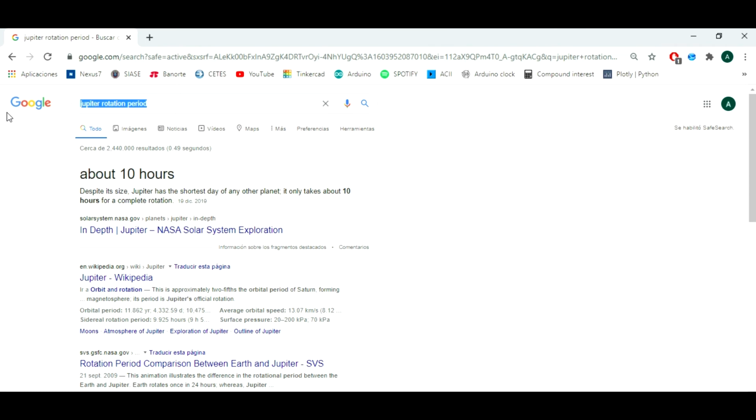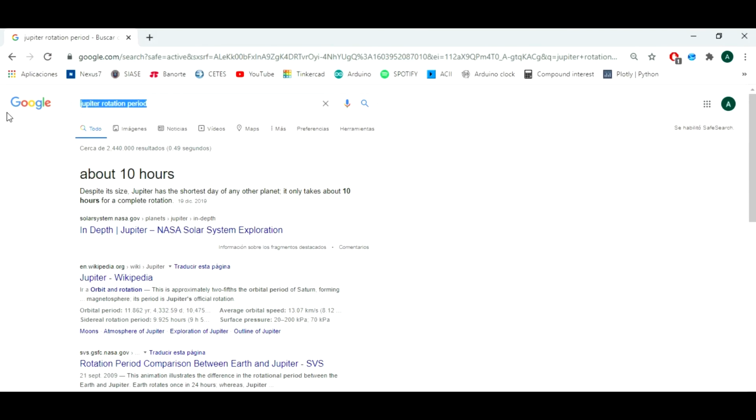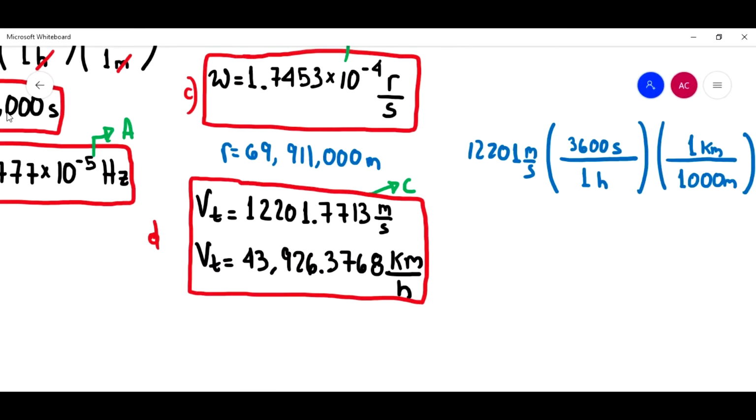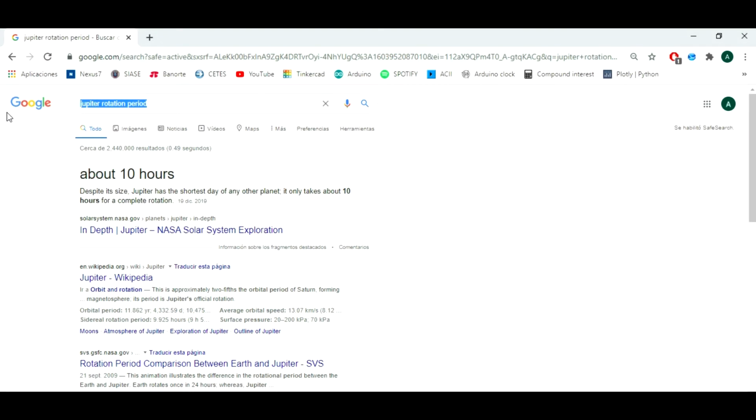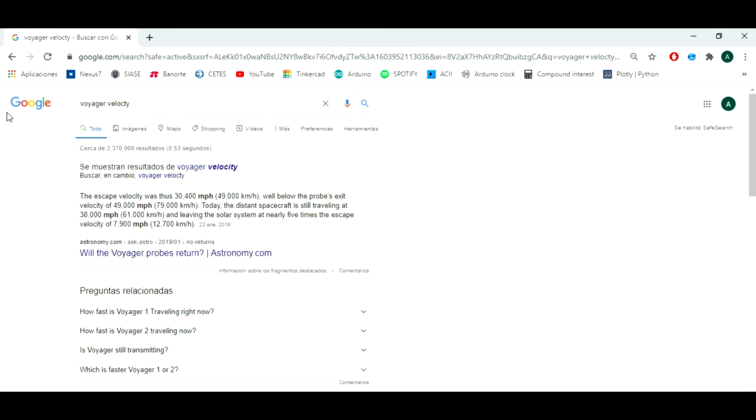So, for example, what was the name of that? I don't remember the first object that was ejected to space. Voyager. Okay, Voyager velocity. Okay, so let's see. Right now the escape velocity was this.